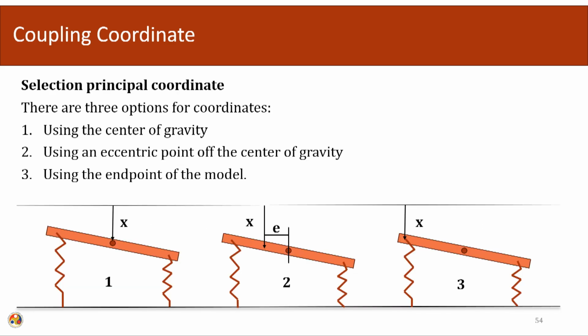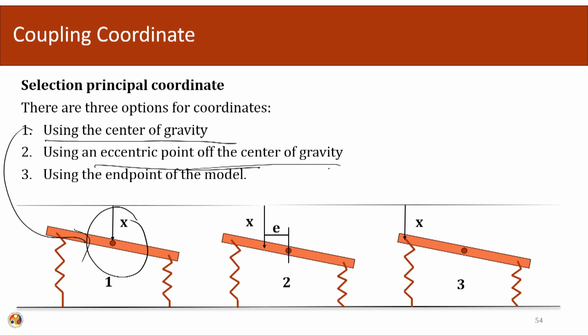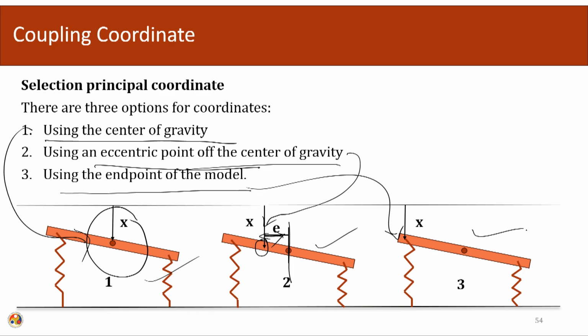So, how to select the coordinate system? There are 3 options for choosing the coordinate system. We can use the center of gravity of the system. This is the first case. We can use an eccentric point, which is located at a distance from the center of gravity. So, we can choose this coordinate system in which it is located at a distance e from the CG of the system, or we can use one of the endpoints in the model. So, we are free to choose any of these 3 systems.